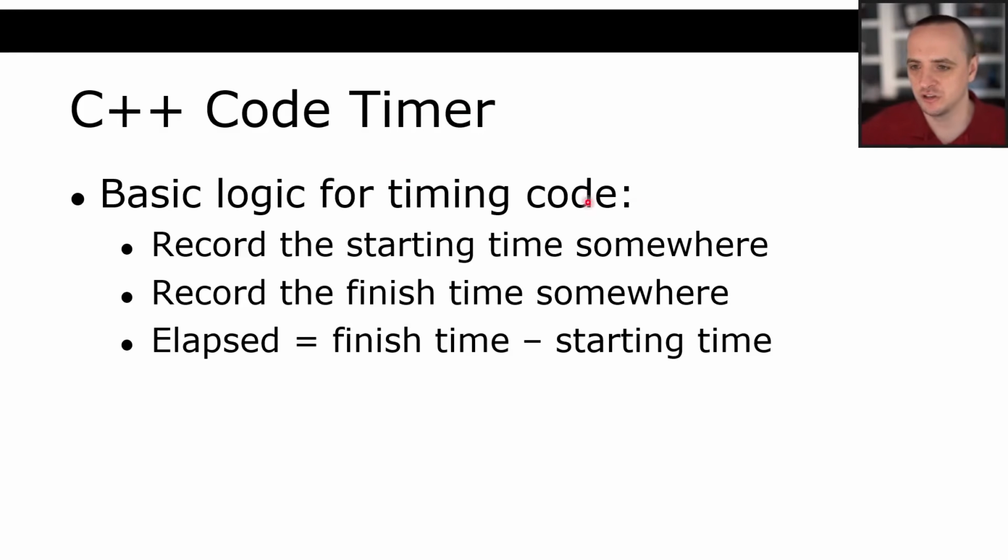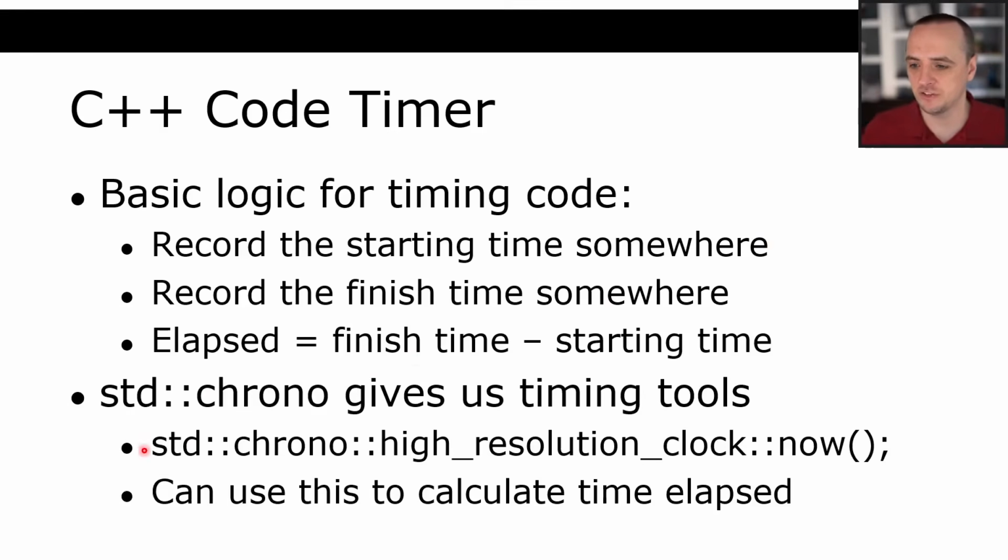The basic logic, whenever you time some code, is that you're going to record the starting time somewhere, then you're going to record the finish time somewhere. So you record the starting time, then you run your code, then you record the finish time. And then the amount of time your code spent is elapsed, and that's equal to the finish time minus the starting time. That is how you record and time data. And std::chrono is in the modern versions, since C++17, and that gives us pretty accurate timing tools for C++. So we have std::chrono::high_resolution_clock now, and that will give us a timing based thing.